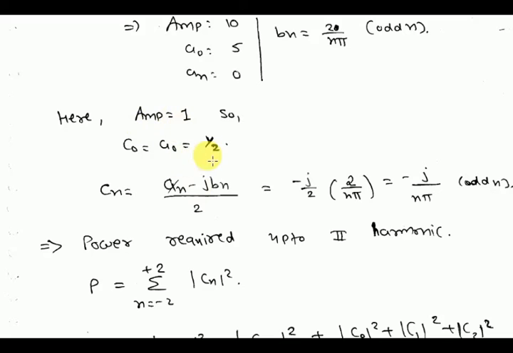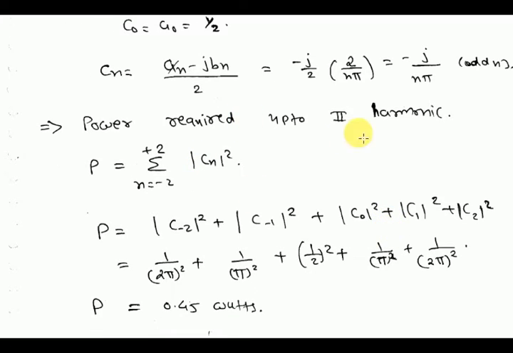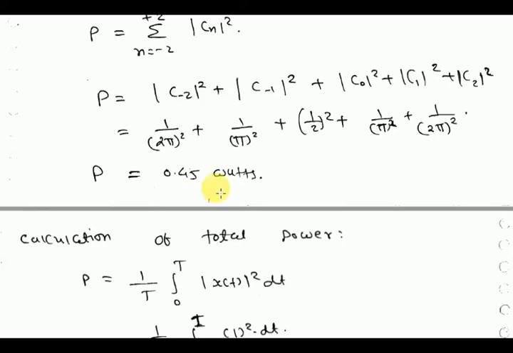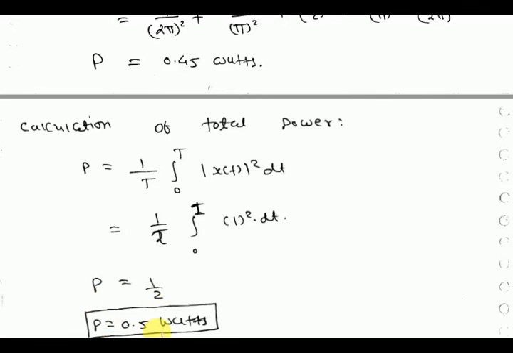So C naught will be equal to A naught, and Cn equal to An minus jBn by 2. You will find it like this for odd n; for even n it will be 0. Power is required up to the second harmonic, so take only the limit n equal to minus 2 to plus 2 of mod cn square. You will find that up to the second harmonic the power is 0.45 watt, but if you calculate total power using the time domain formula, you will find 0.5 watt.